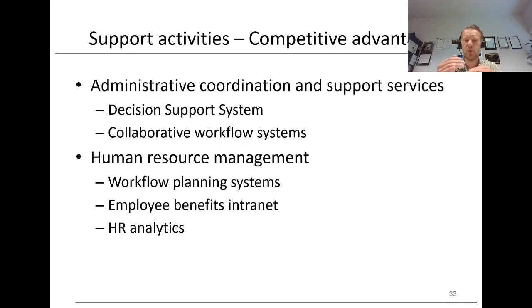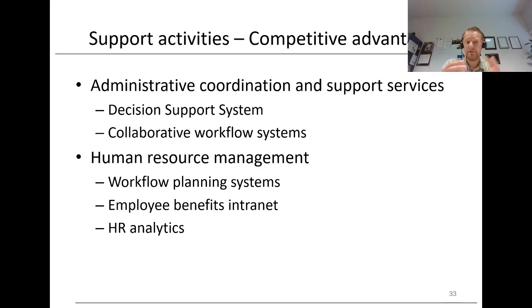For administrative coordination and support services, we are looking at decision support systems, right, which allow us to make decisions at the tactical level, as we already explained, or collaborative workflow systems. Collaborative workflow systems are systems that facilitate the collaboration and coordination of activities between your various employees. It strongly improves the efficiency of your employees, right? Their output, the way they collaborate, the way they function, the way they work.